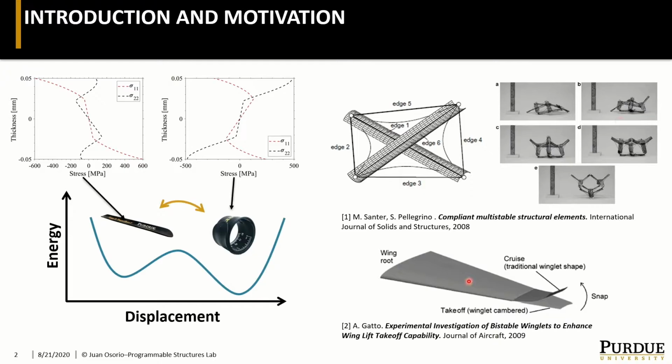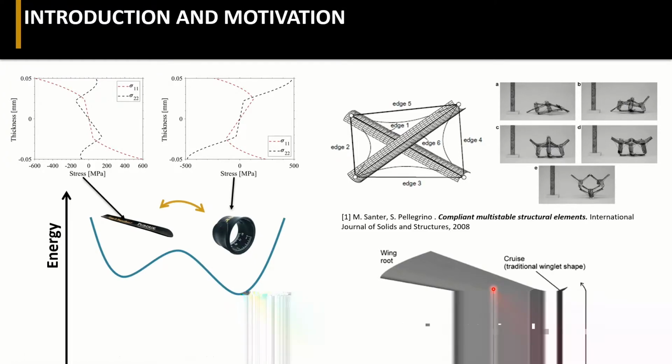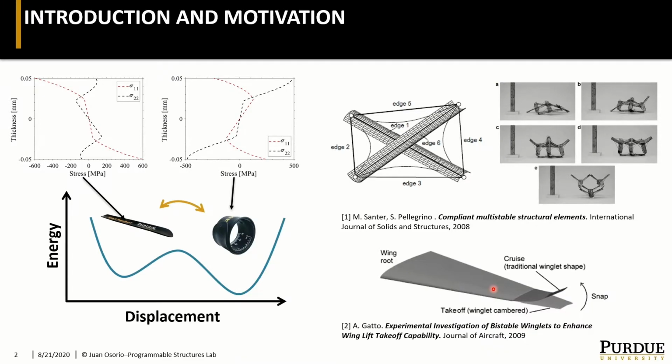Also, in the work developed by Gatto, a tape spring was added to the wingtip to improve the aerodynamic capabilities and behavior of the whole structure and wing. Despite its potential, one of the key issues is the integrability between the bistable element and the complete structure, as in many cases it forces the element to lose its morphing capabilities, and it's not desirable.